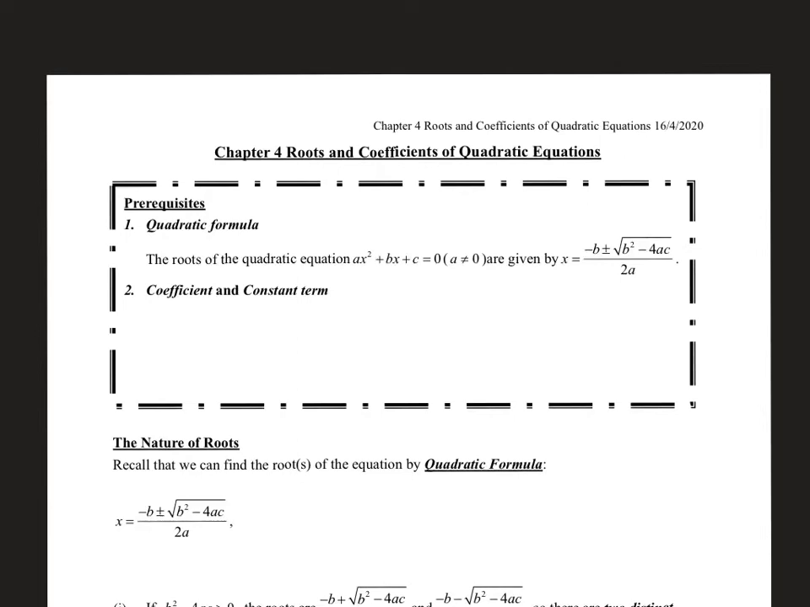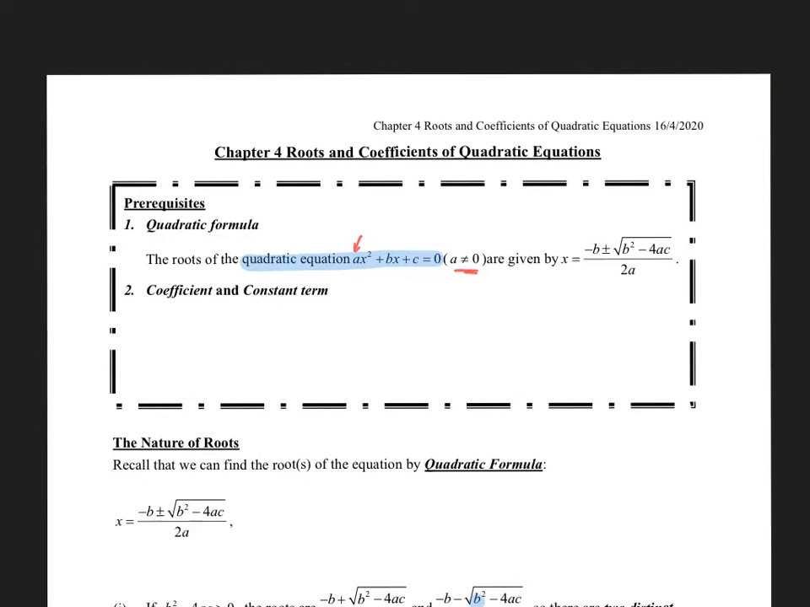In this chapter, we'll be going to see roots and coefficients of quadratic equations. To begin with, let's recall some important terms first. First of all, you have the general form of quadratic equation in the form of ax squared plus bx plus c. So the key will be to make sure that the coefficient of x squared, a, is non-zero, or else it may go to a linear equation.